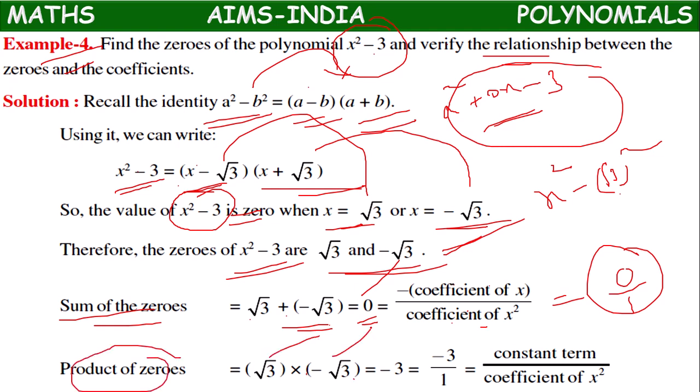Product of zeros: root 3 into minus root 3, root 3 into root 3 is 3, so minus 3, which is minus 3 by 1. So what is the constant term? Minus 3. What is the coefficient of x square? 1. So the relationship is proved.